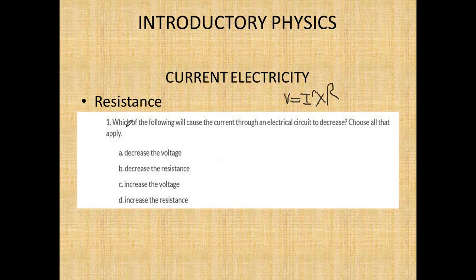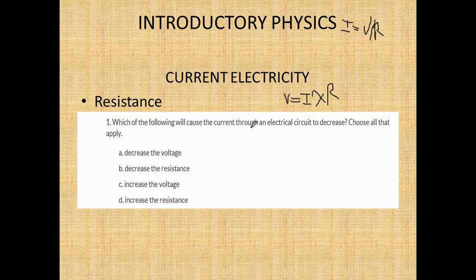So this question asks, which of the following will cause the current through an electric circuit to decrease? The easiest thing to do is to rearrange it so you have current. Remember that the unit of current is the amp. So current is equal to V over R. Okay, so the current is equal to V over R.